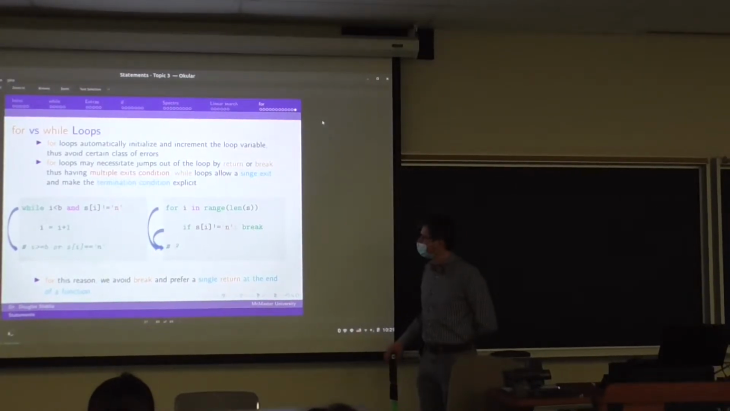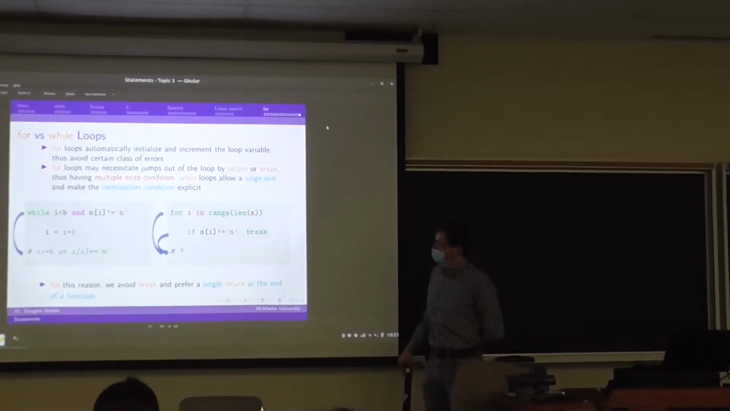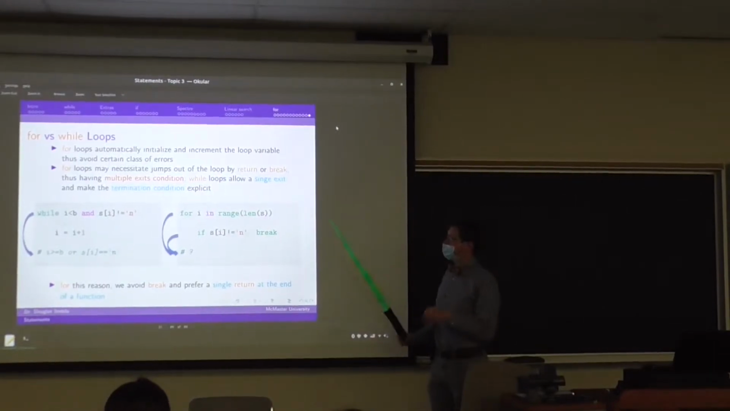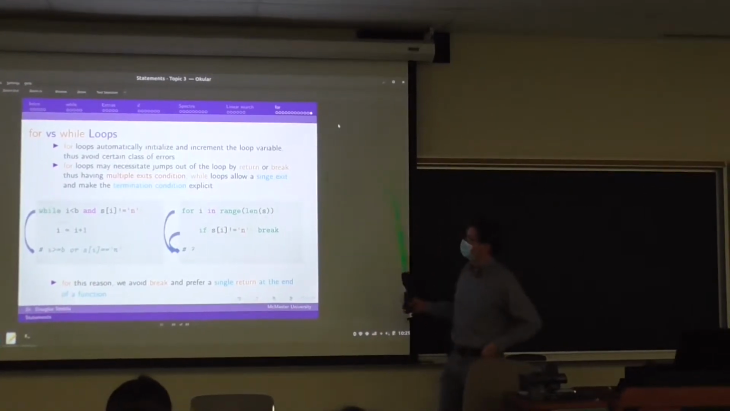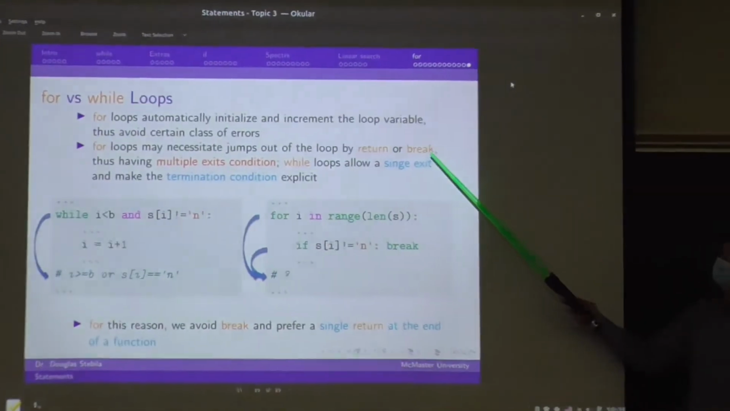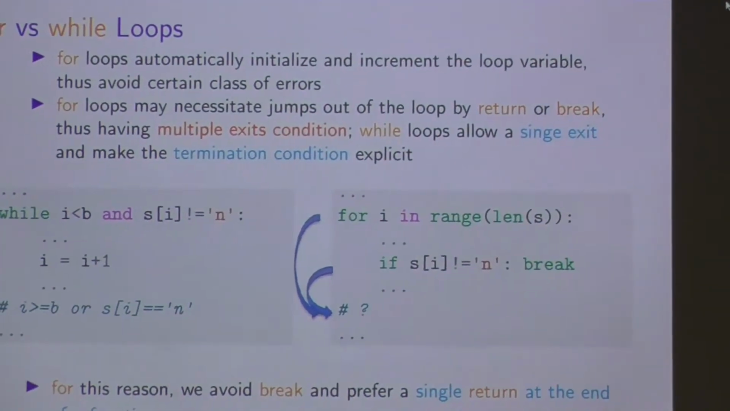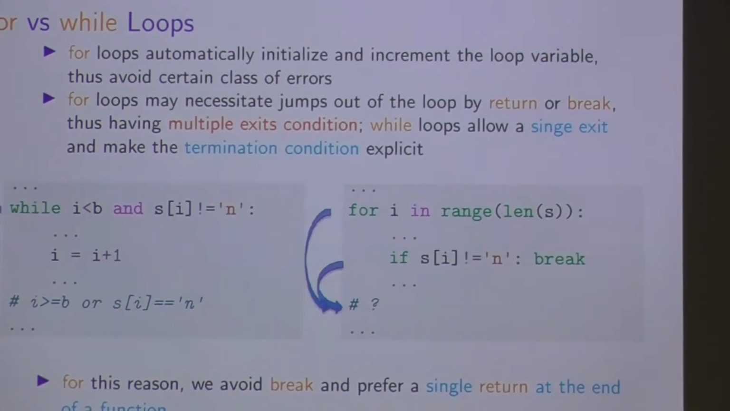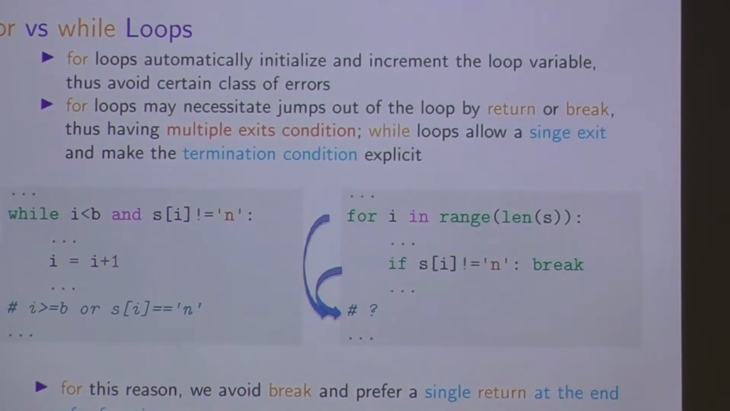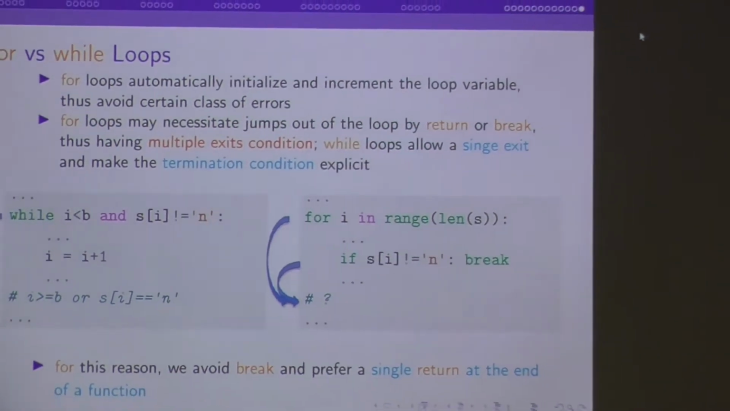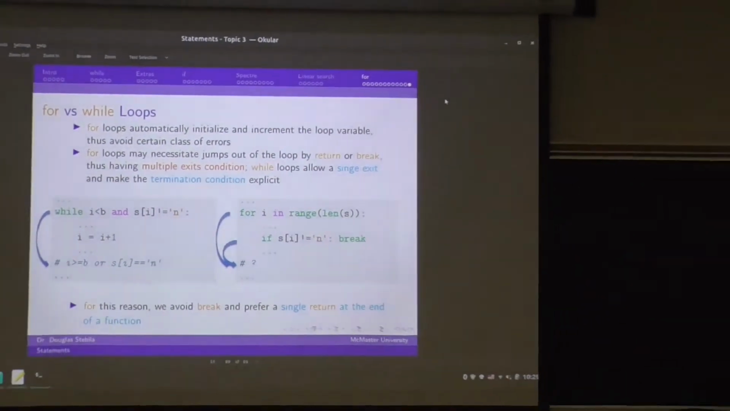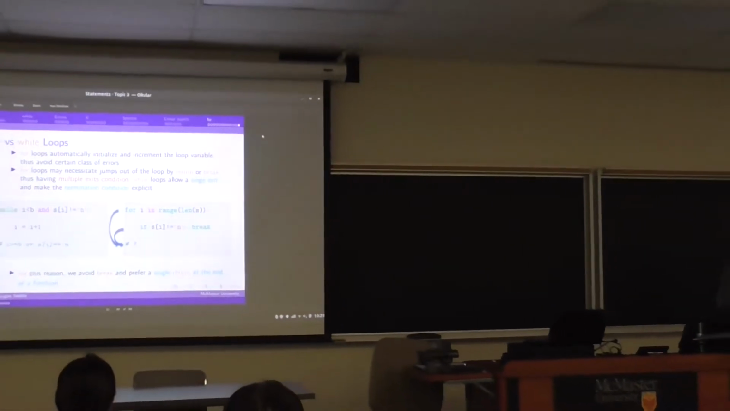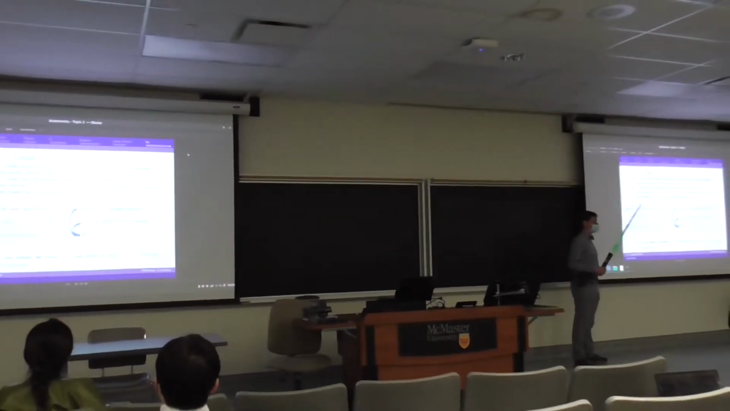Good. So for loops may necessitate jumps out of the body of the loop using return or break. Incidentally, there's a third one called continue, which jumps to the next iteration of a loop, which might also be useful. While loops allow a single exit and termination condition and make that explicit.